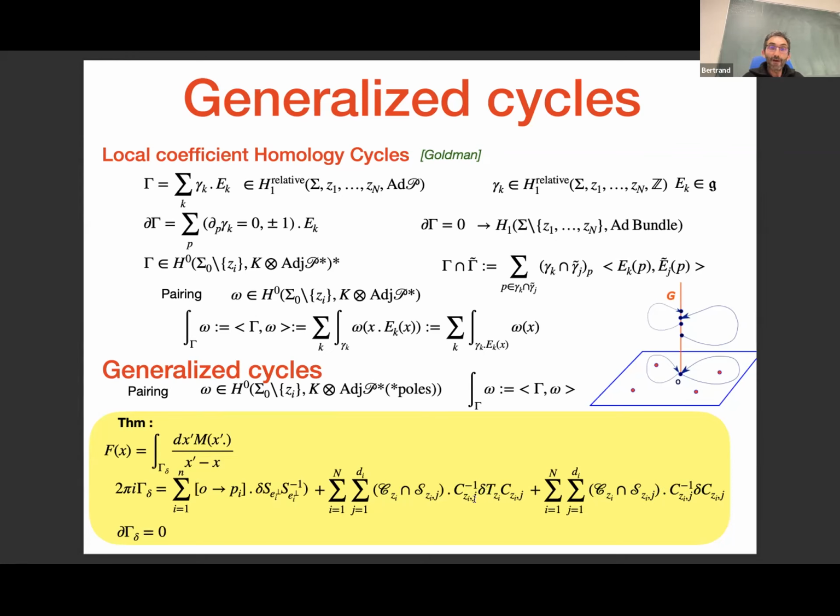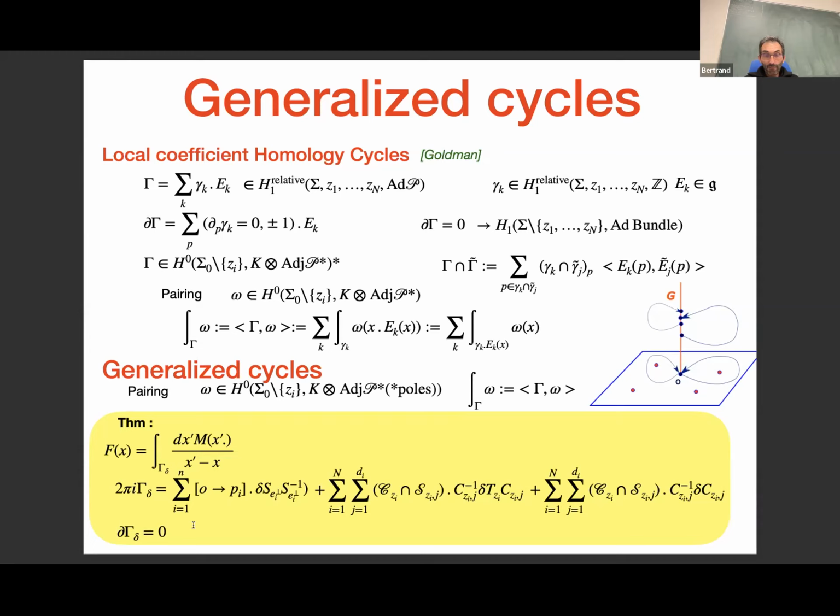However, it is well defined in the dual space of this flat connection of the forms. Okay, I don't want to enter the details, but this is really the notion of generalized cycles. It means that you allow also things that are not constant, that are not flat sections. And this can be paired now to meromorphic quantities. Now, an important feature is that this indeed has boundary 0.